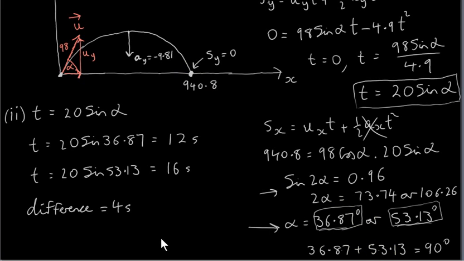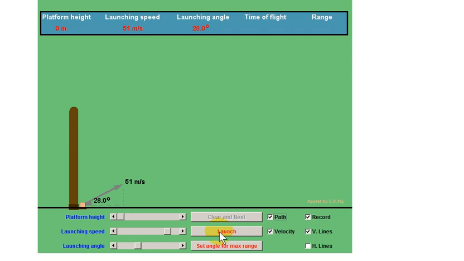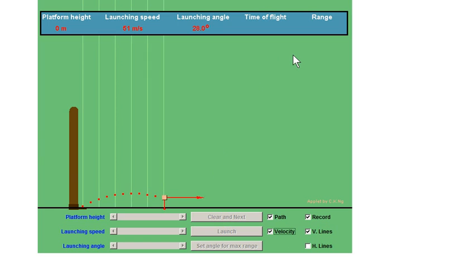Let's just see an animation of that. Let's suppose that the launch speed is 51 meters per second. We can make the launch speed anything we like, but let's suppose that the launch angle is 28 degrees. Let's launch this particle. We can see that the range is 219.8 meters.